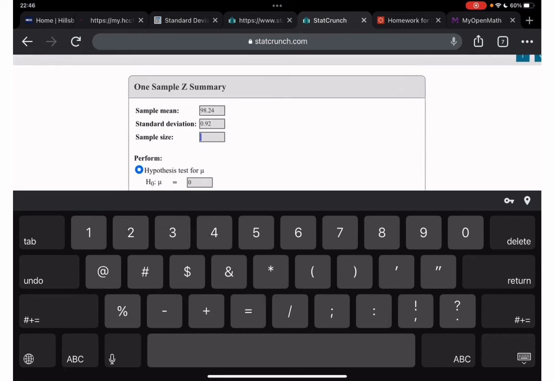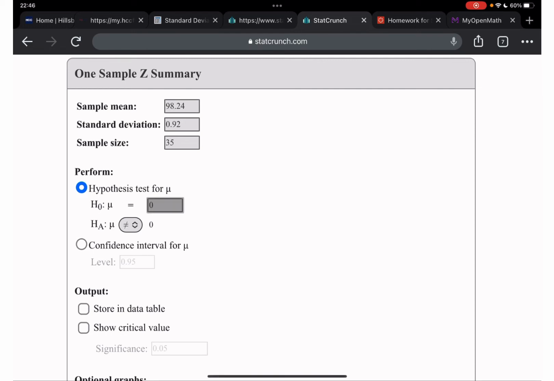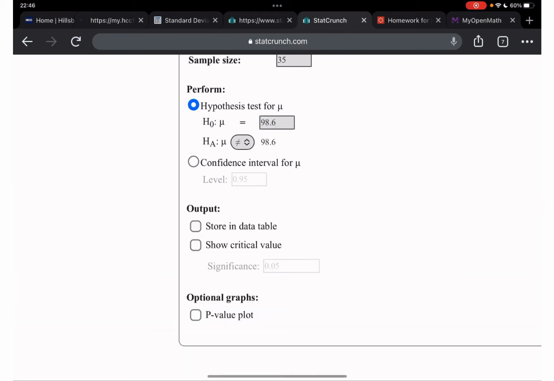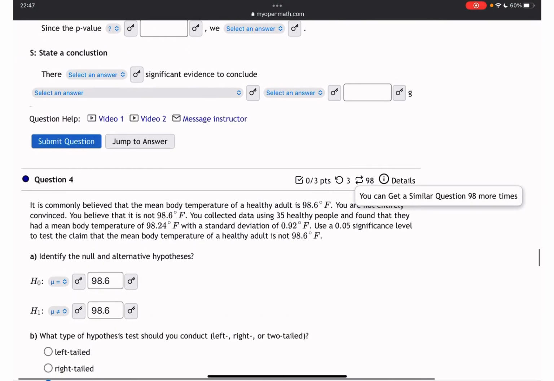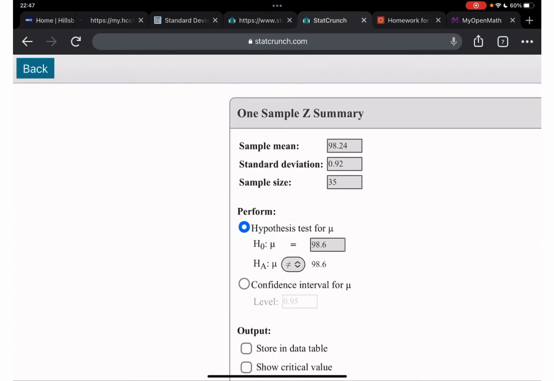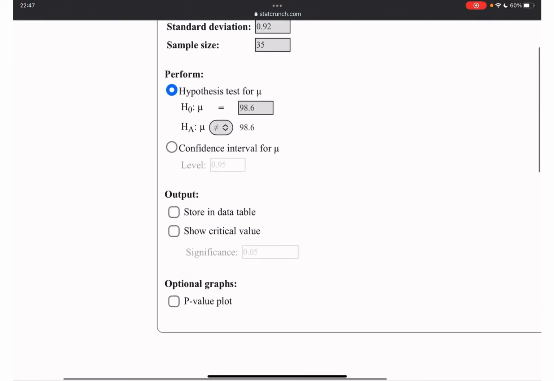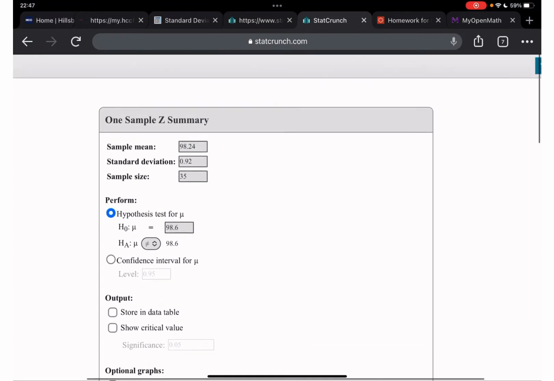Okay, let me zoom a little bit. Seems to me it's not seen. Okay, sample size is 35. All right. So hypothesis test, it was how much? 98.6. It's claiming 98.6, right? Let me double check. 98.6, yes. So equal, and then this one is not equal 98.6. And we are good. So we're going for calculation, compute.